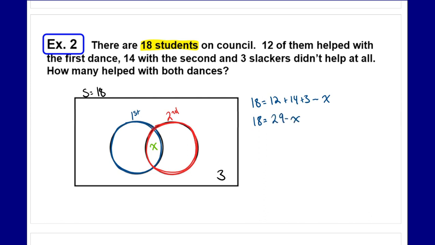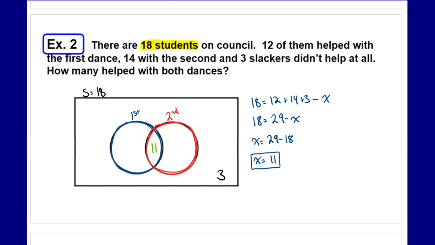Solving the equation, we can move the x over and bring the 18 over. Essentially, this becomes x equals 29 minus 18. x equals 11. So that means that there are 11 students that helped out with both dances. So we've answered our question.